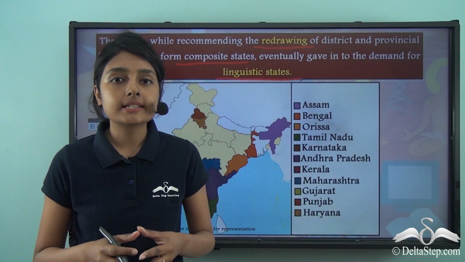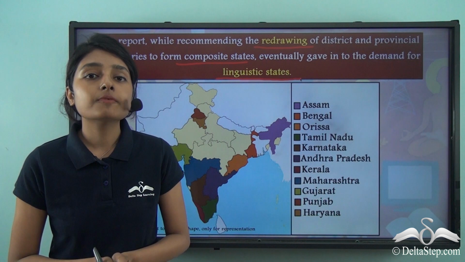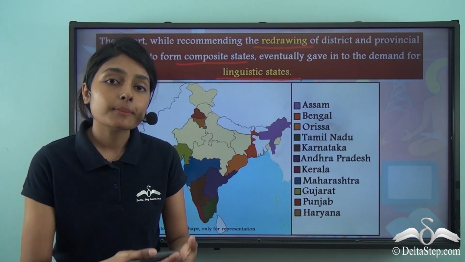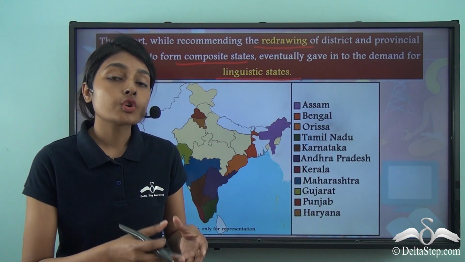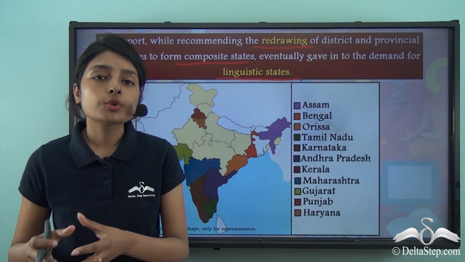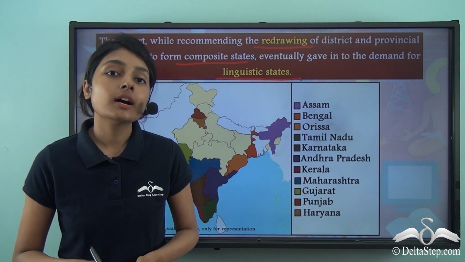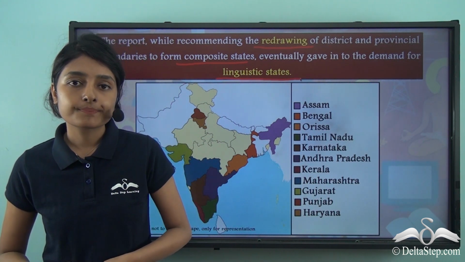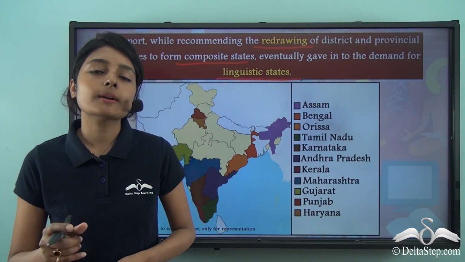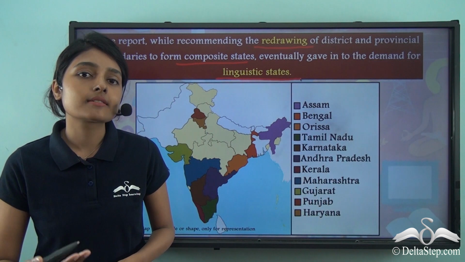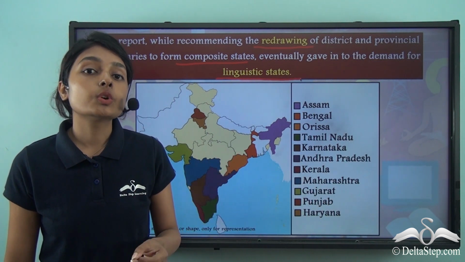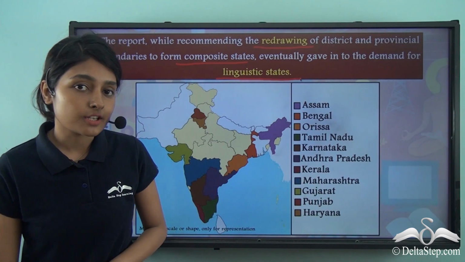Likewise, in the year 1966, Punjab was also broken up into Punjab for the Punjabi speaking people, for those who were Sikhs, and Haryana for those people who mostly spoke Haryanvi or Hindi. So at this point of time, following the report that was submitted by the States Reorganization Committee, several states now came into being which were based on certain linguistic groups.